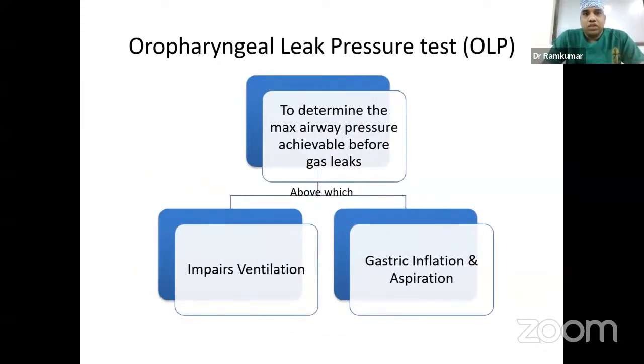Let's see what oropharyngeal leak pressure is. That is important because when doing a study, or when you are going to use a device for an obese patient or a laparoscopic surgery, we need to know the oropharyngeal leak pressure, because you don't want a leak or hypoventilation in the middle of a surgery. Oropharyngeal leak pressure, the OLP, determines the maximum airway pressure achievable before the gas leaks. Above this pressure, there is going to be impairment of ventilation, gastric insufflation, and aspiration.